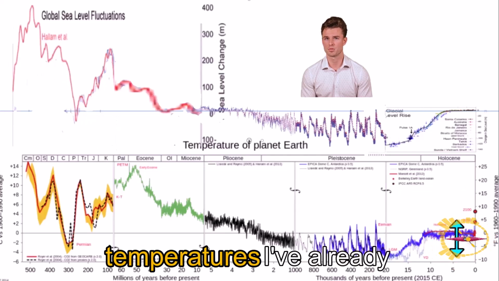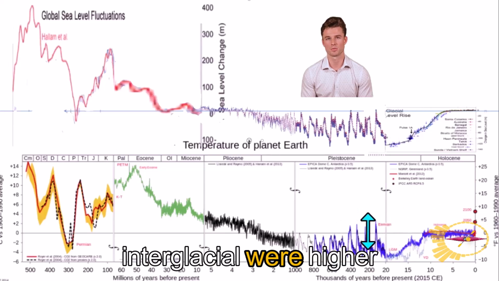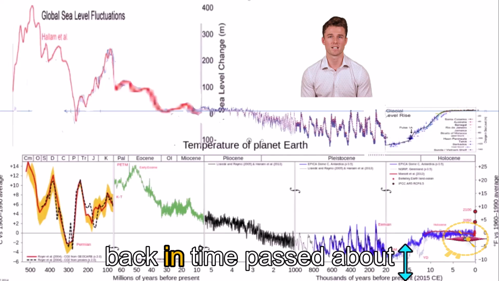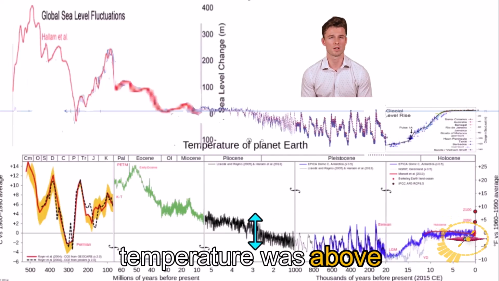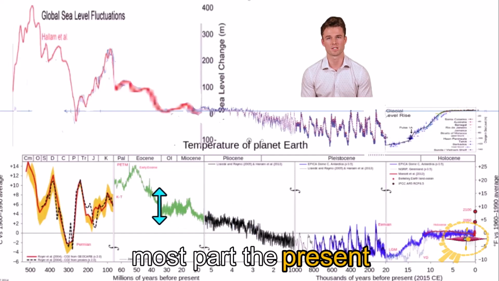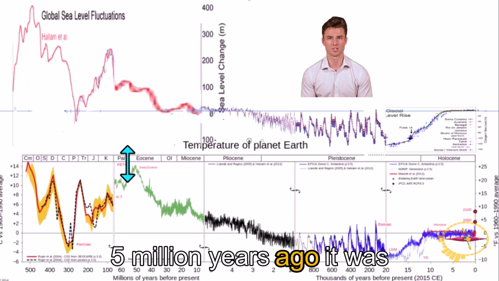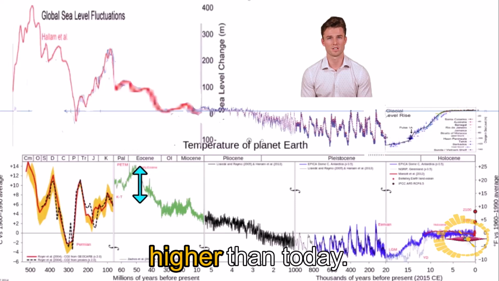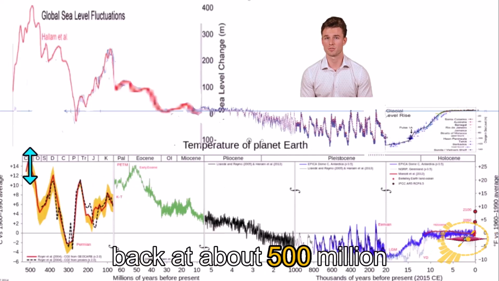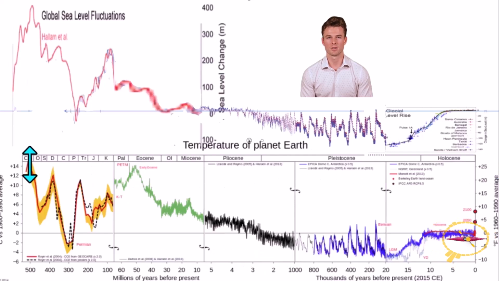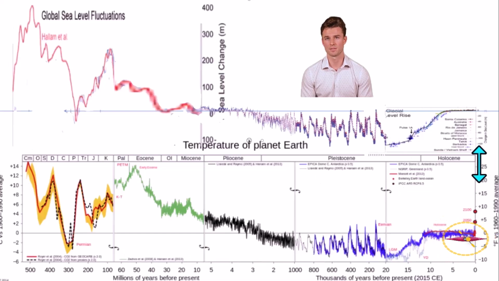Now, with respect to temperatures, I've already mentioned the temperatures during the most recent previous interglacial were higher than today, but as we get back in time past about 3.5 million years ago, Earth's temperature was above, and stayed above for the most part, the present value. In fact, back here at around 5 million years ago, it was running almost 25 degrees higher than today. The same thing happened back at about 500 million years ago. It really spiked, and that was about 27 degrees above today's value.